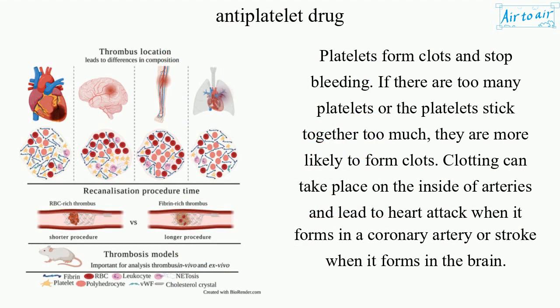Platelets form clots and stop bleeding. If there are too many platelets or the platelets stick together too much, they are more likely to form clots. Clotting can take place on the inside of arteries and lead to heart attack when it forms in a coronary artery, or stroke when it forms in the brain.